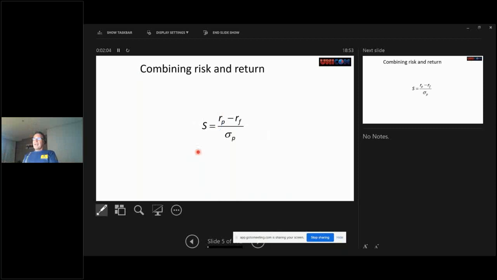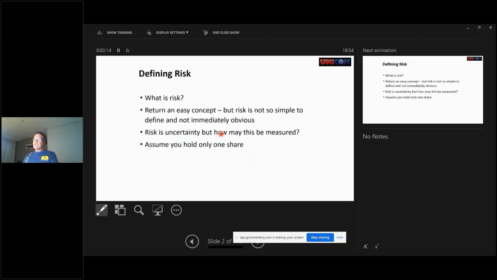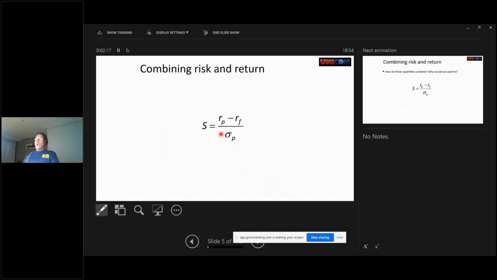Now, remember where we're going. We're talking about the mean variance framework, and we're talking about combining investments and building this thing called an efficient frontier. So once we have got, now we've got a whole lot of shares. Let's say we've got a whole lot. It doesn't matter if it's shares. It could be shares and bonds. It could be only bonds. It could be shares and bonds and something else, whatever.